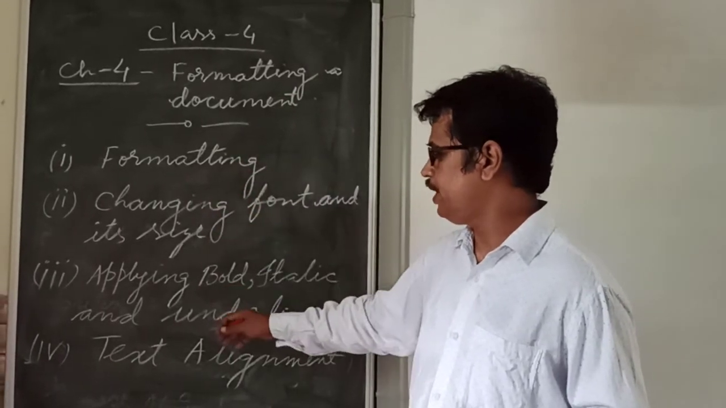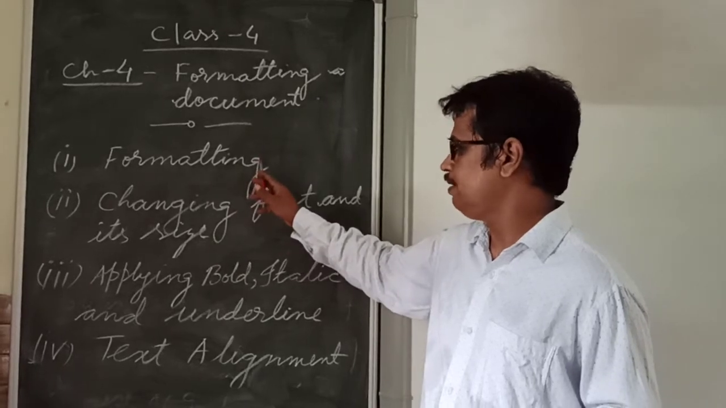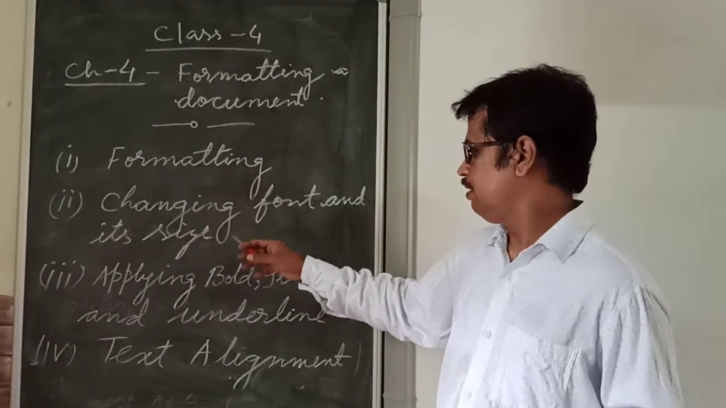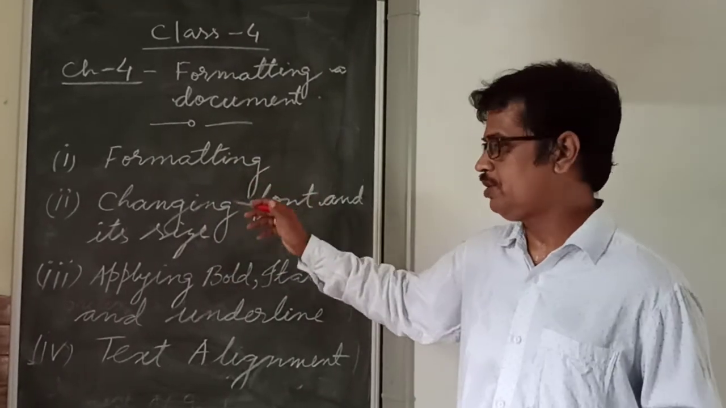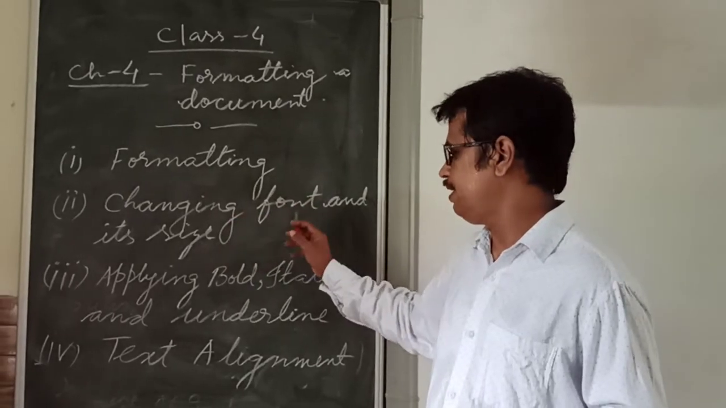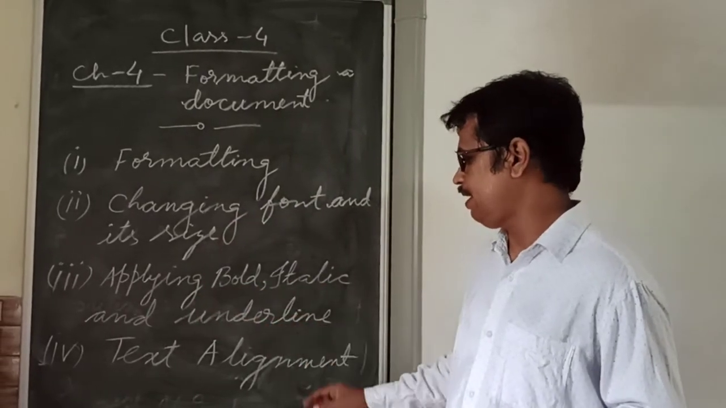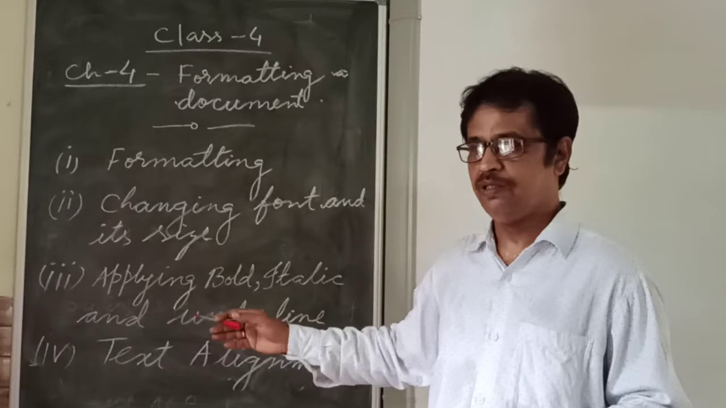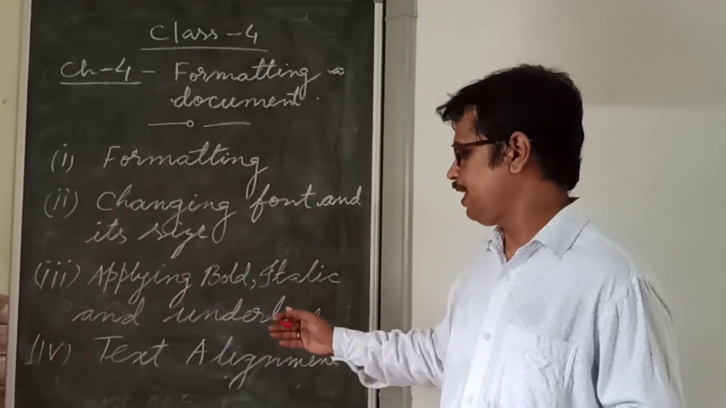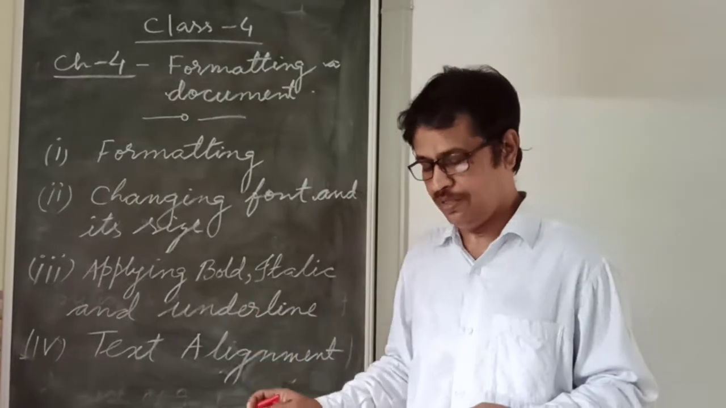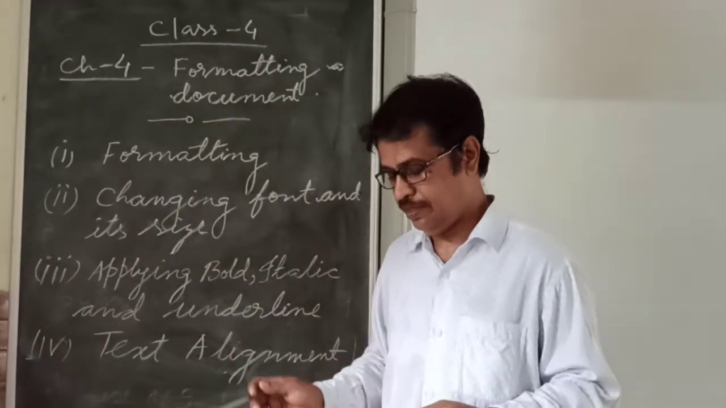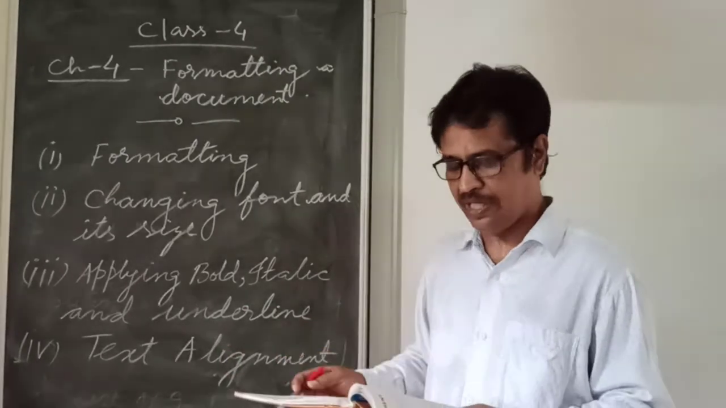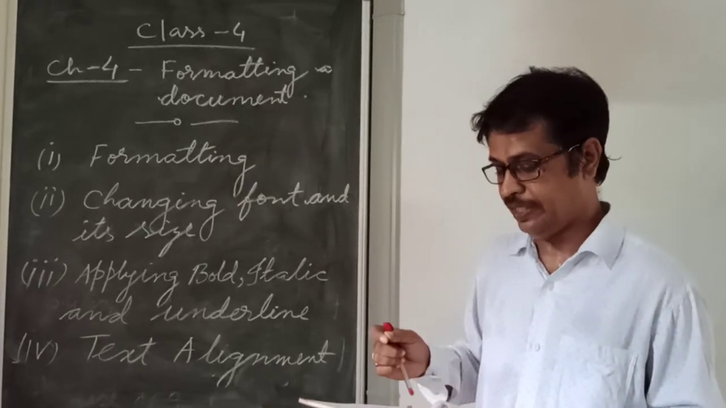Four topics we have discussed till now. What is formatting? Formatting means changing the look of your text. Now what type of formatting can you do to change the look of your text? Changing font and its size, applying bold, italic and underline. Changing the text alignment means changing the place of your text. If you want to change the place of your text in a page, in a document, that is called alignment. Now there are four types of alignments: left alignment, right alignment, center alignment and justify alignment.